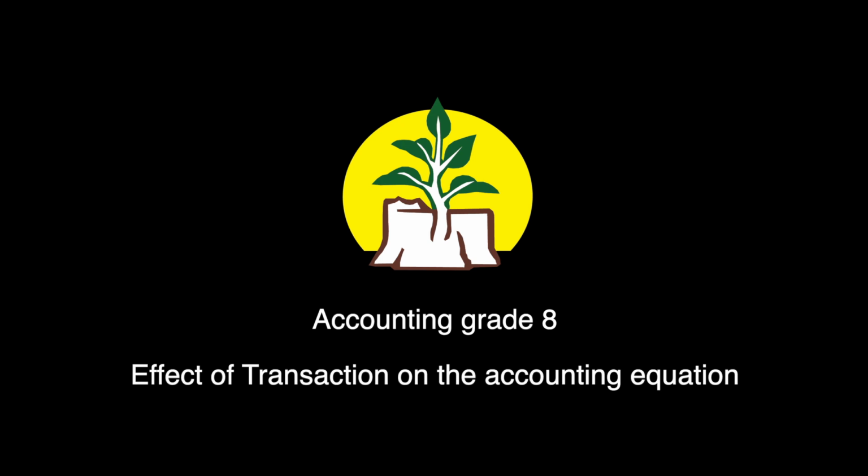How about if the business pays for expenses? For example, it pays cash for stationery. Well, cash is an asset. The business cash will decrease, and stationery is an expense. Expenses decrease owner's equity. You have tried harder.